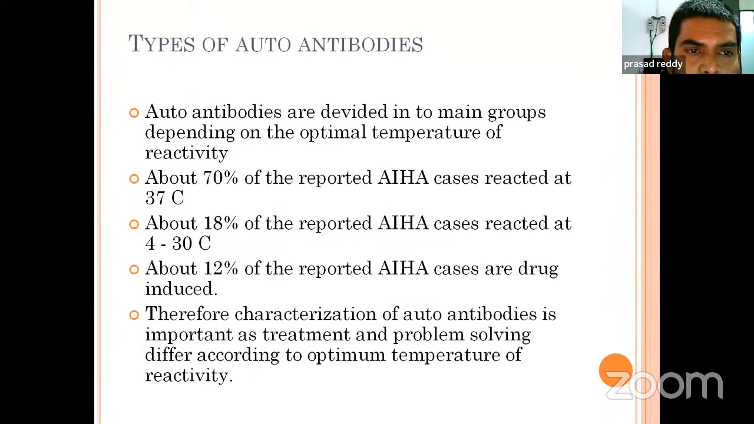Types of autoantibodies. Autoantibodies are divided into two main groups depending on the optimal temperature of reactivity: cold autoantibodies and warm autoantibodies. We can see the percentage of autoantibodies in autoimmune hemolytic anemia. About 70% of the reported autoimmune hemolytic anemia cases reacted at 37 degrees Celsius, and about 18% reacted at 4 to 30 degrees Celsius. About 12% of the reported cases are drug-induced. Therefore, characterization of autoantibodies is important, as treatment and problem solving differ according to the optimum temperature of reactivity.